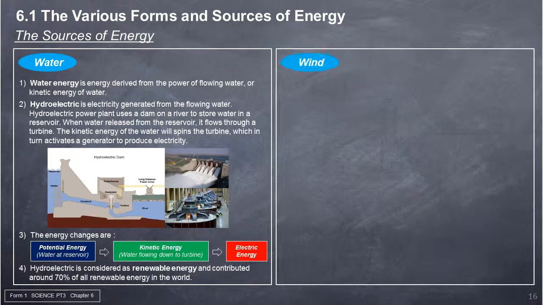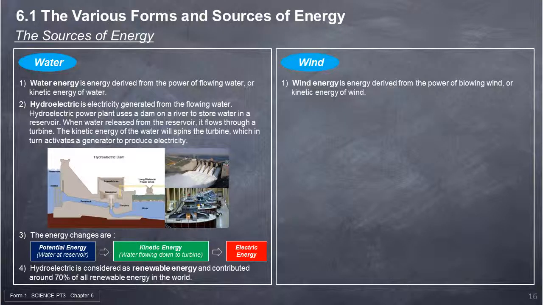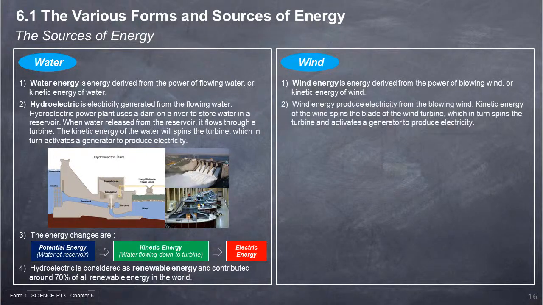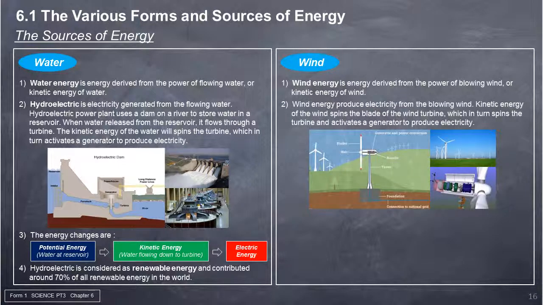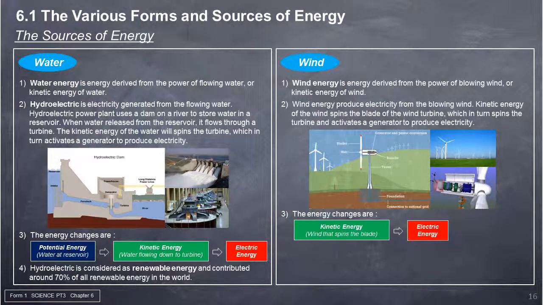Wind. 1. Wind energy is energy derived from the power of blowing wind, or kinetic energy of wind. 2. Wind energy produces electricity from the blowing wind. Kinetic energy of the wind spins the blades of the wind turbine, which in turn spins the turbine and activates a generator to produce electricity.